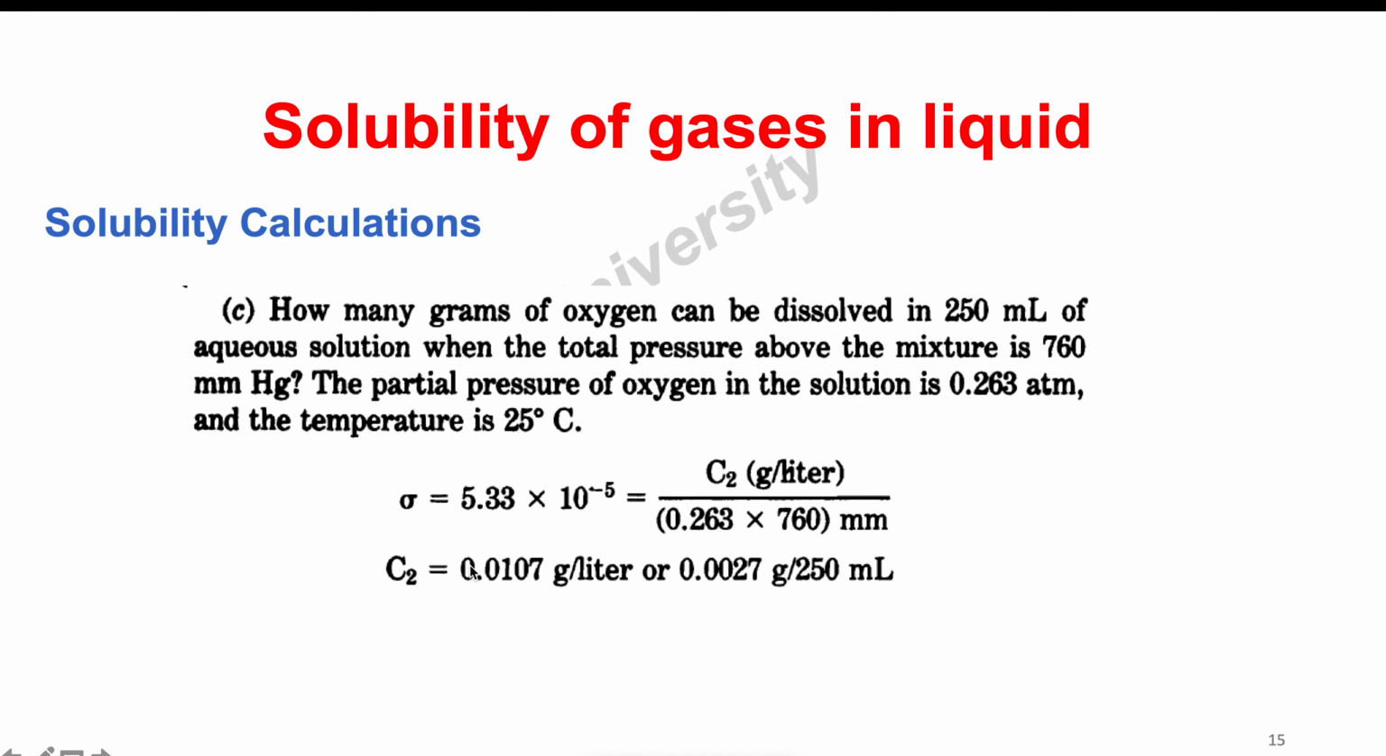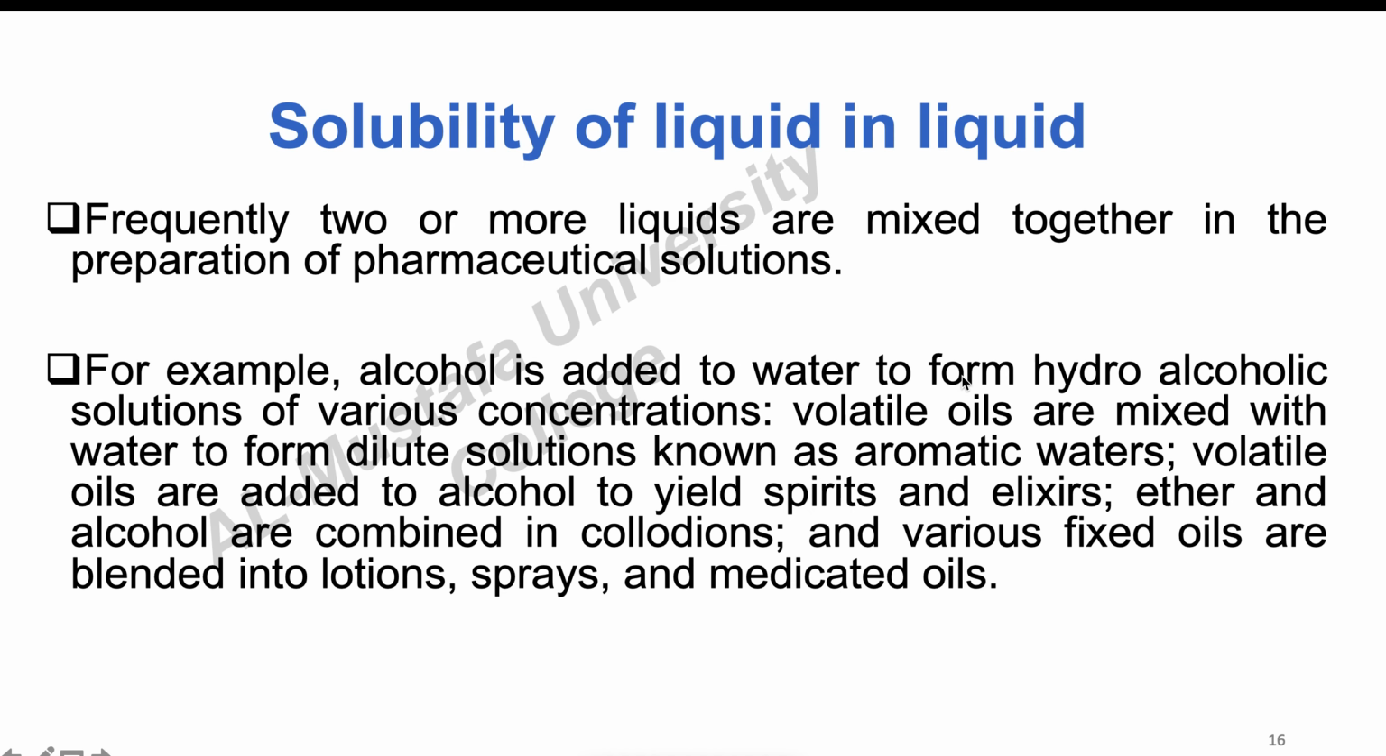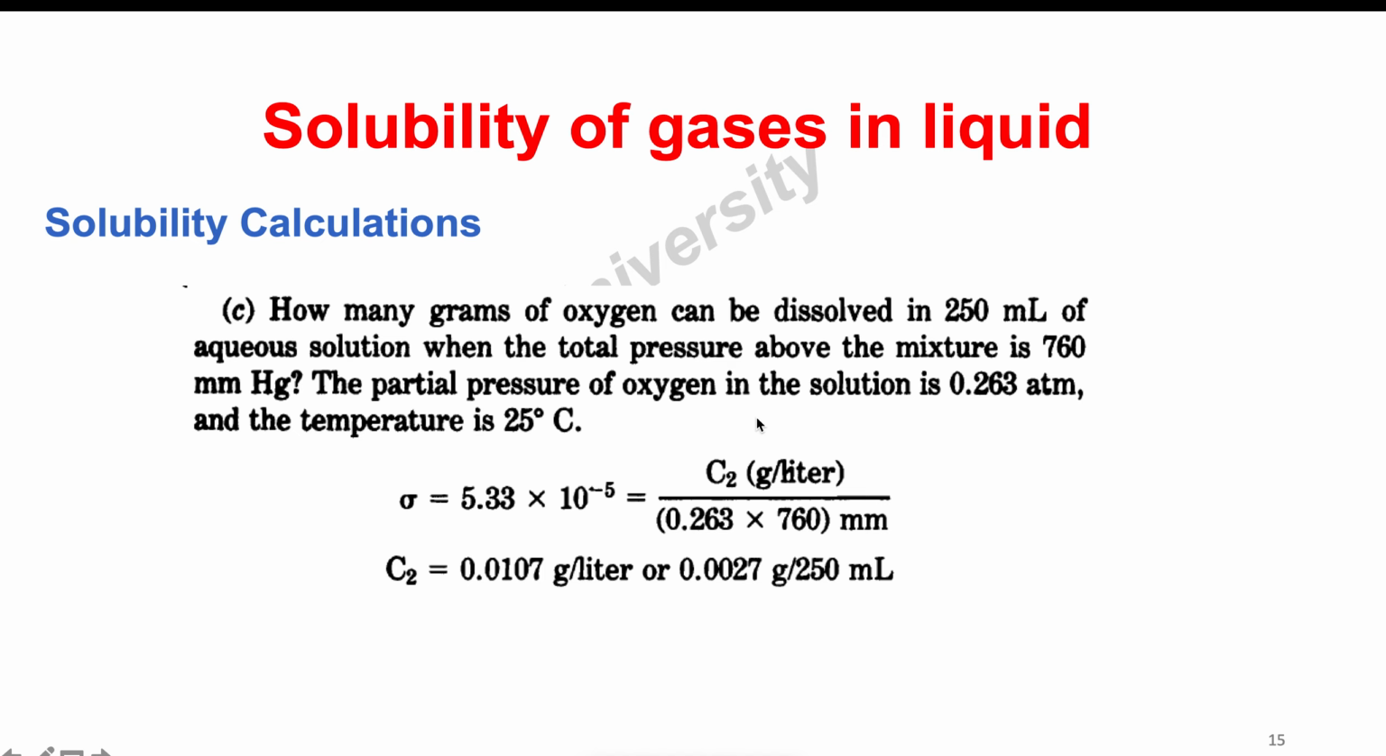The last requirement: how many grams of oxygen can be dissolved in 250 ml of aqueous solution when the total pressure above the mixture is 700 millimeters of mercury, the partial pressure of the oxygen in the solution is 0.263 atm, and the temperature is 25, right?